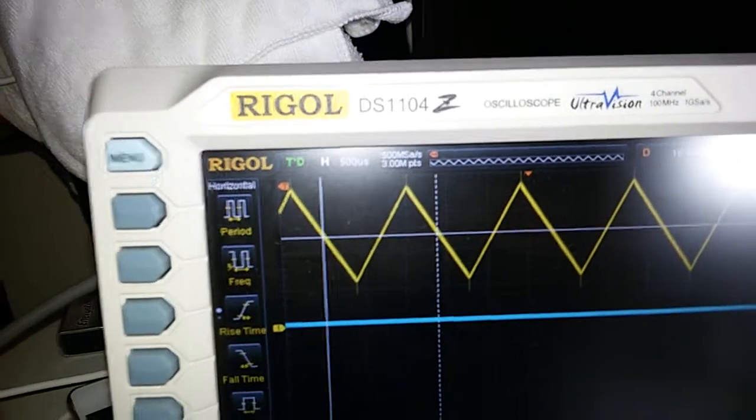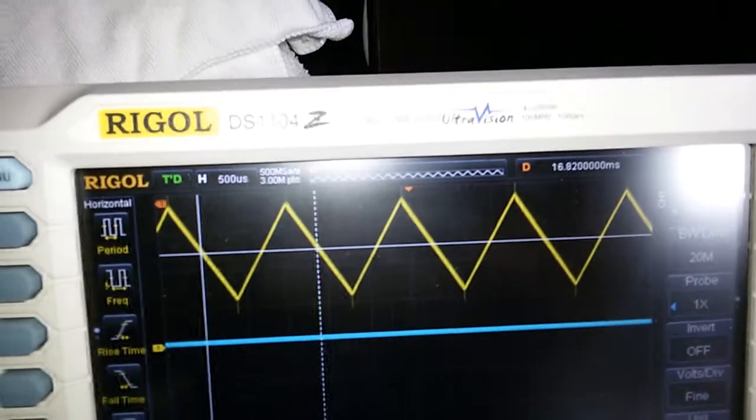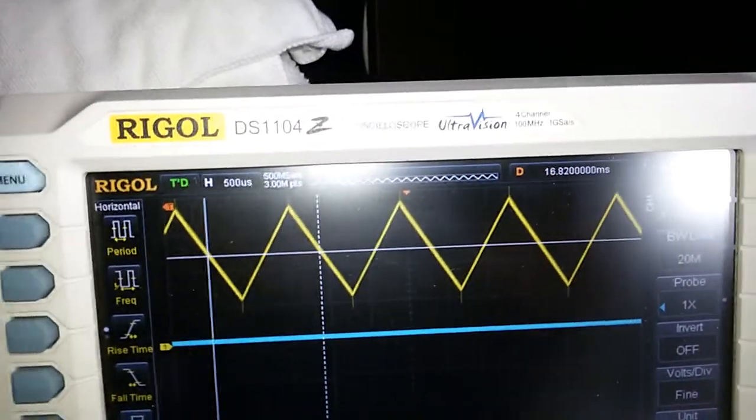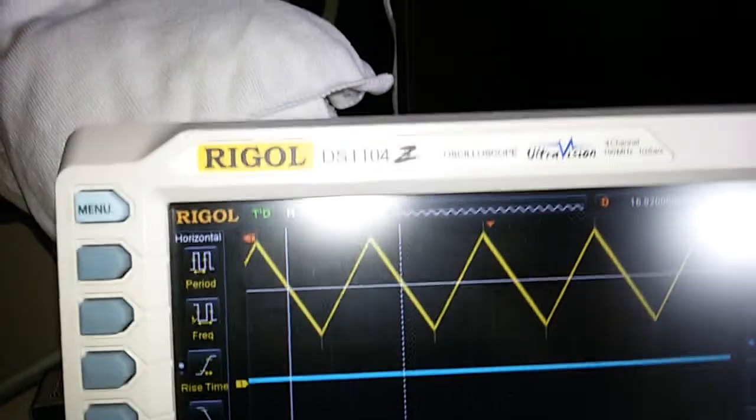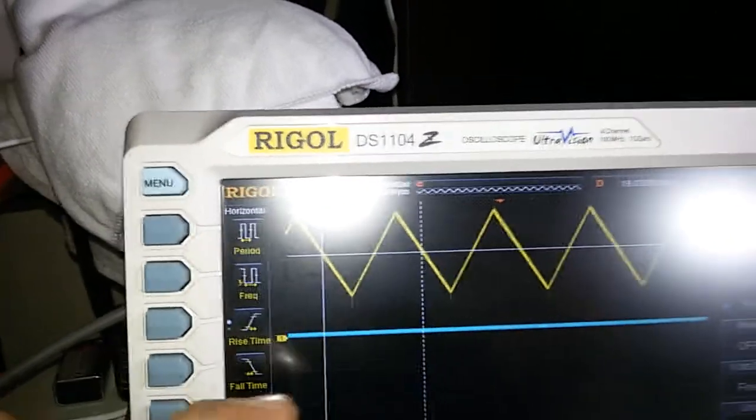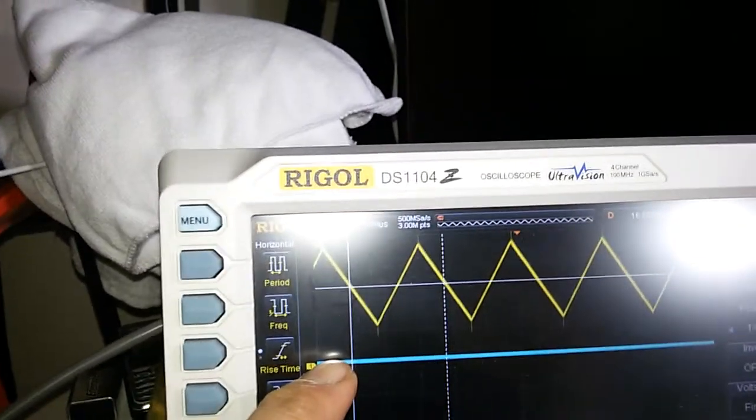See, that is the output of the triangular wave. It's a very nice triangular wave. It's balanced, I think. It's almost a perfect triangular wave. So this blue trace here, this is our control voltage.